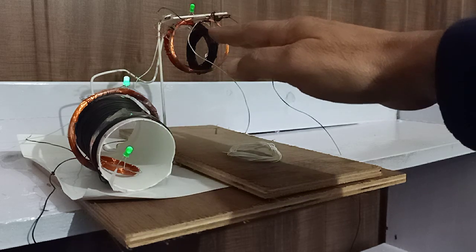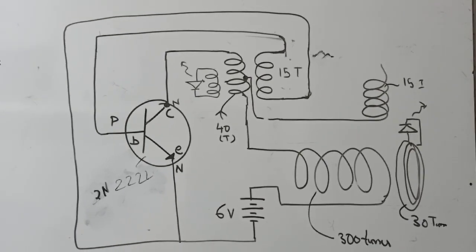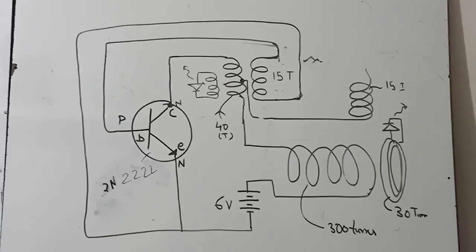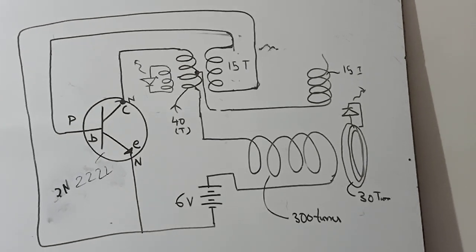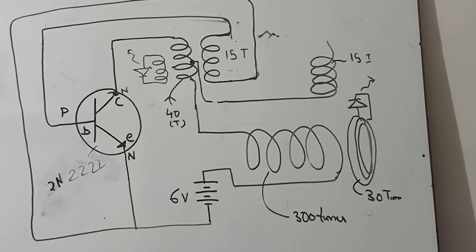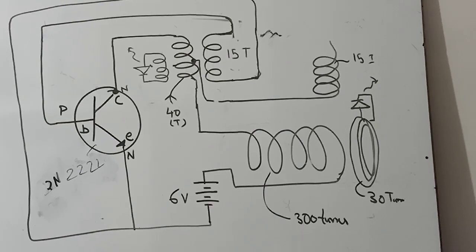I'll explain the circuit now. This is the circuit diagram. It is using transistor 2N2222A. It's a very cheap transistor available in the market, or you can purchase it from an online store. This transistor is basically an NPN transistor. I won't go into the theory.